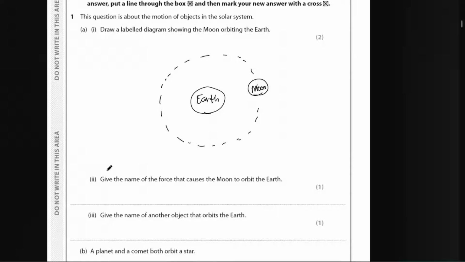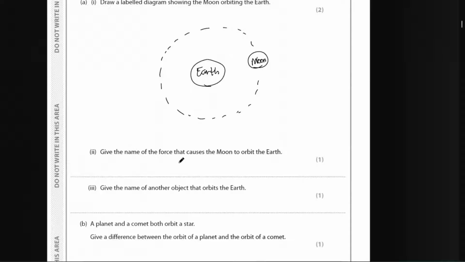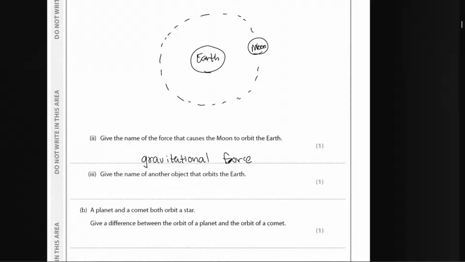It's fine. Okay, question number 2. Give the name of the force that causes the moon to orbit the Earth. So the only force that acts on the moon is the gravitational force exerted by the Earth. So the answer would be gravitational force. This force also acts as a centripetal force for the moon, but gravitational force is good enough.